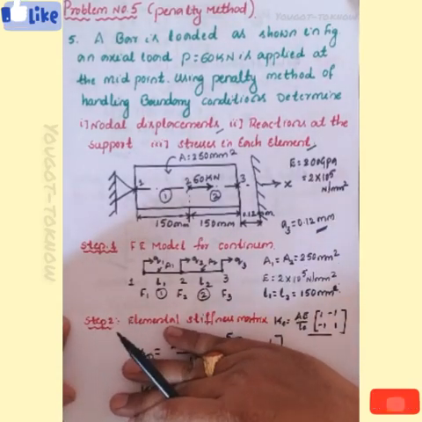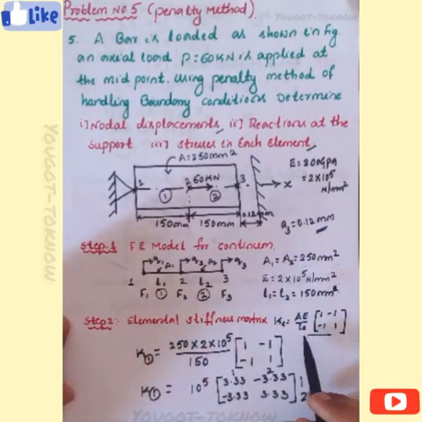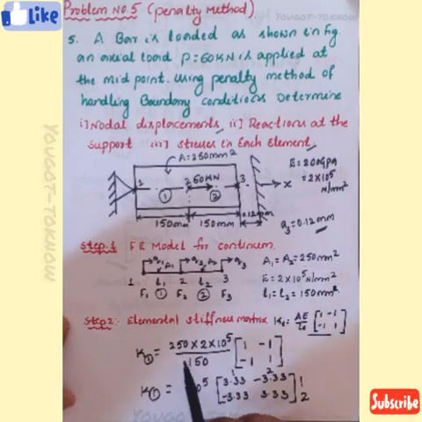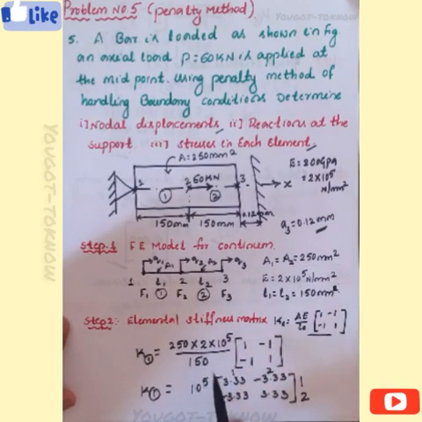The second step is to formulate your element stiffness matrix. We know the element stiffness matrix for a bar is AE by LE times [1 -1; -1 1]. Now how to calculate it? Substitute the area, 250 mm square: 250 into 2 into 10 to the power 5 divided by 150. If you solve it, you get 3.33 into 10 to the power 5, keep it common. So the matrix is [3.33 -3.33; -3.33 3.33], with rows and columns 1, 2.